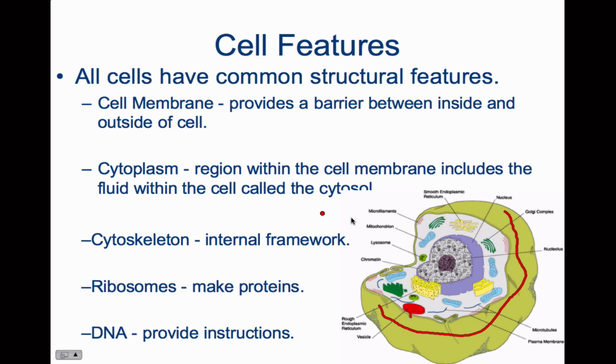All cells have cytoplasm. That's the region in the cell, like you see right here where there's no organelles. Well, that would be cytoplasm. It's like the gel or the fluid inside the cell. The next thing is the cytoskeleton, and this is the internal framework. And so we'll see that there are some small organelles that will maintain the cytoskeleton, they maintain the shape of the cell. And then ribosomes, these are generally shown as the little dots in here, but ribosomes make proteins. And then DNA provides instructions. So all cells, no matter what type they are, have these five things in common.